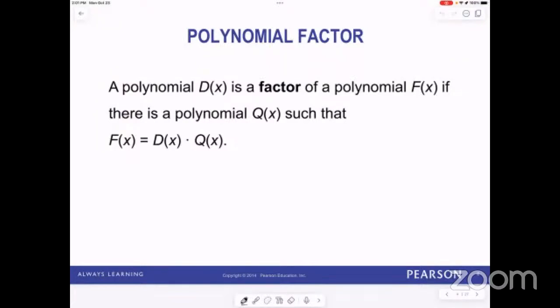So we have a polynomial factor. A polynomial d of x is a factor of a polynomial f of x if there's a polynomial q of x such that f of x equals d of x times q of x.